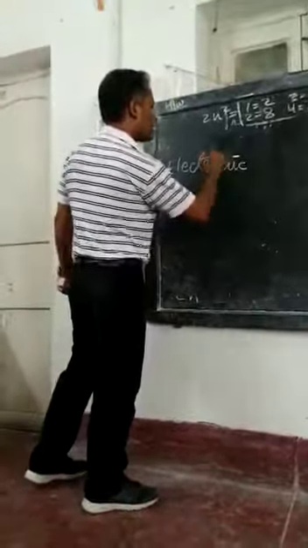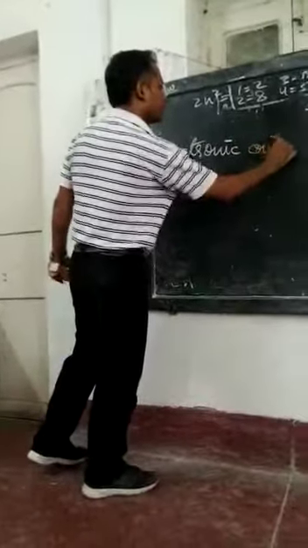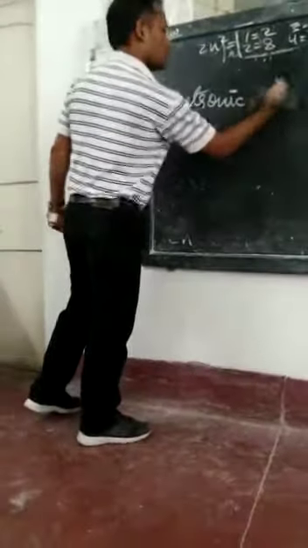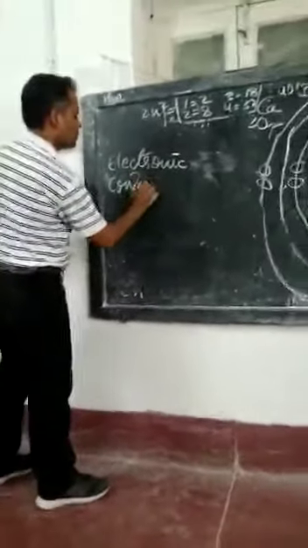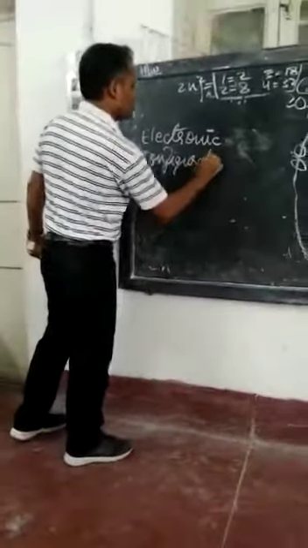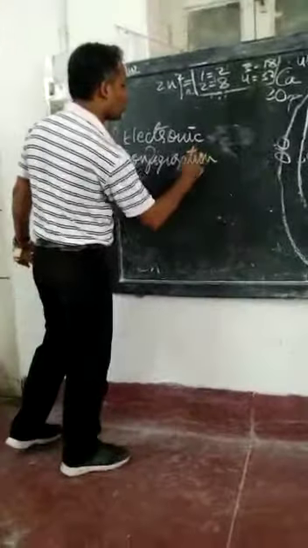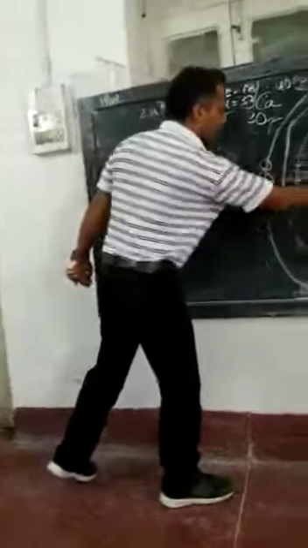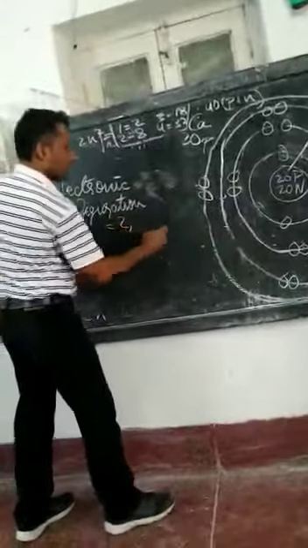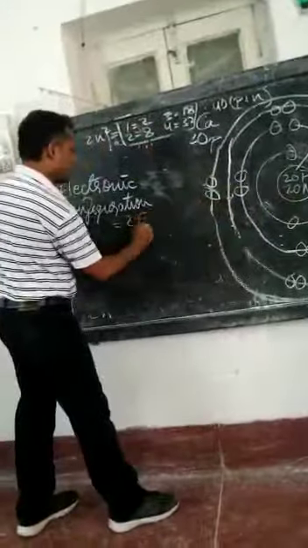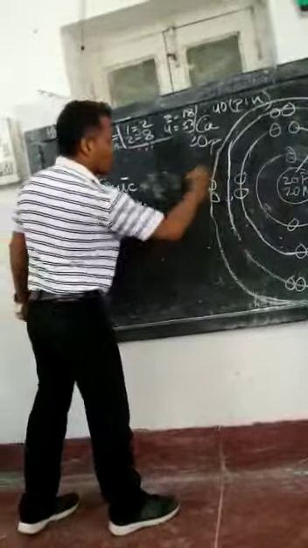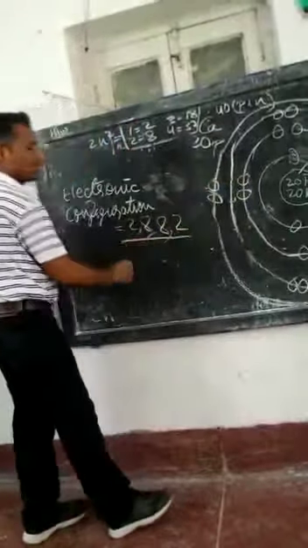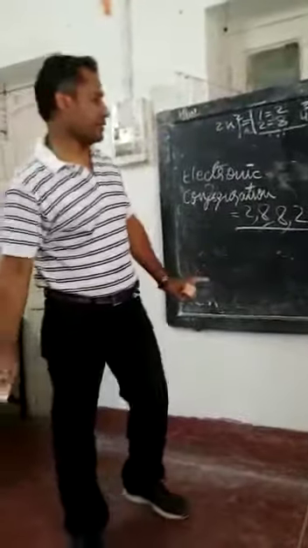Electronic configuration, it shows the arrangement of electrons. So like shell number 1, 2 electrons. Shell number 2, 8 electrons. Shell number 3, 8 electrons. Shell number 4, last shell, 2 electrons. So this is called the electronic configuration.